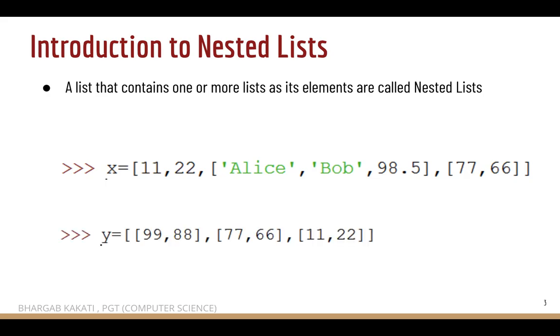Let's take another example. Here the list is y. Within that list we are having three more lists. So since within one list we are having another list, therefore y is also known as a nested list.